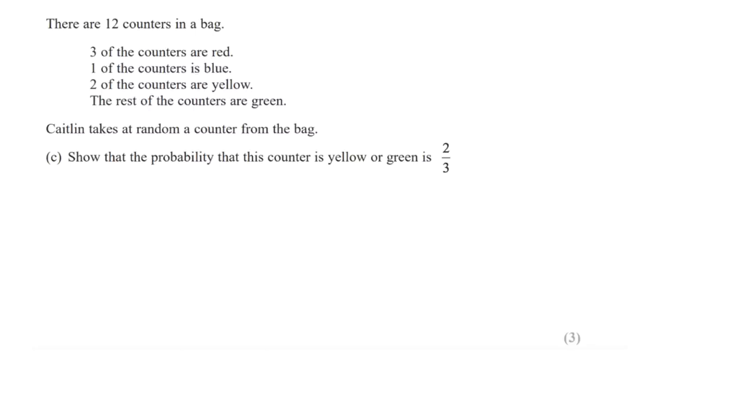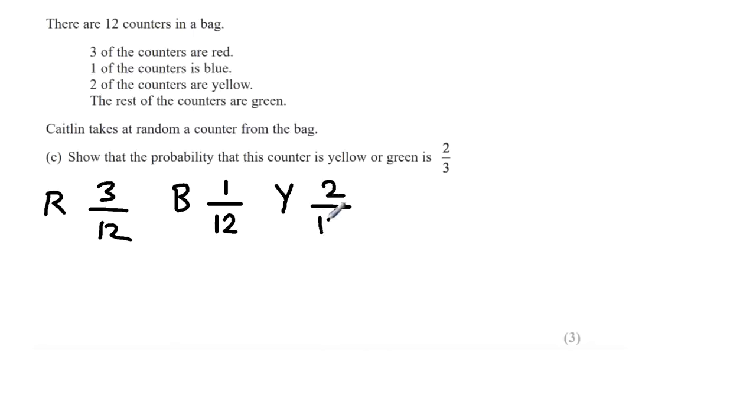So the first thing I'm going to do is write down the probabilities of red, blue, and yellow. So let me write that down. The probability of taking a red counter is 3 over 12. Probability of taking a blue counter is 1 over 12. Probability of taking a yellow counter is 2 over 12. And the probability of taking a green counter is 6 over 12.